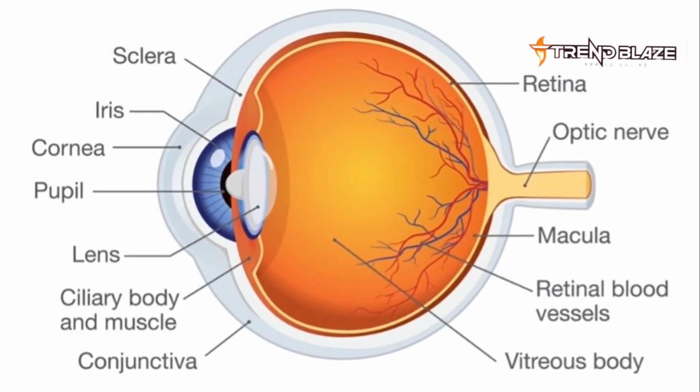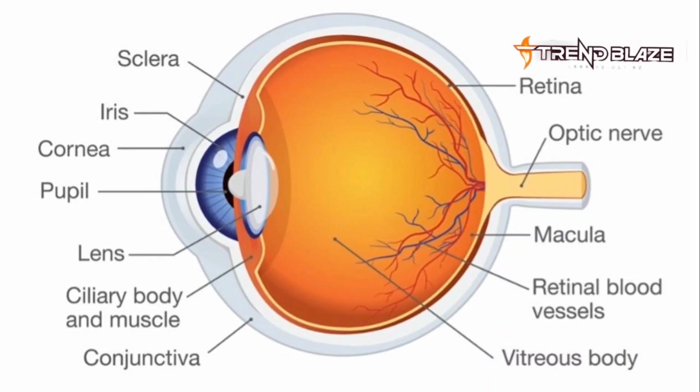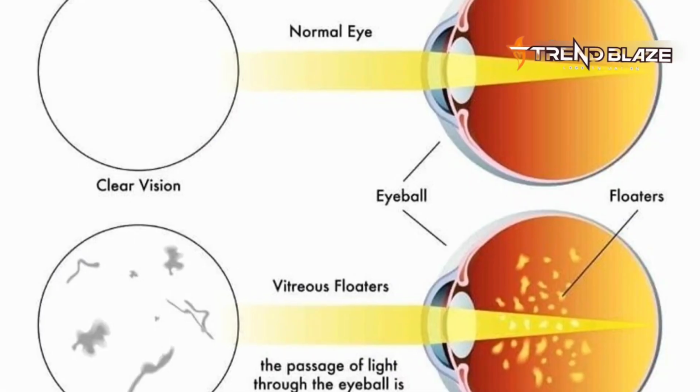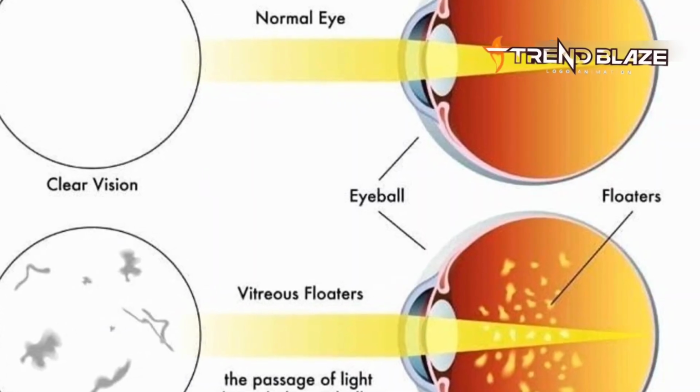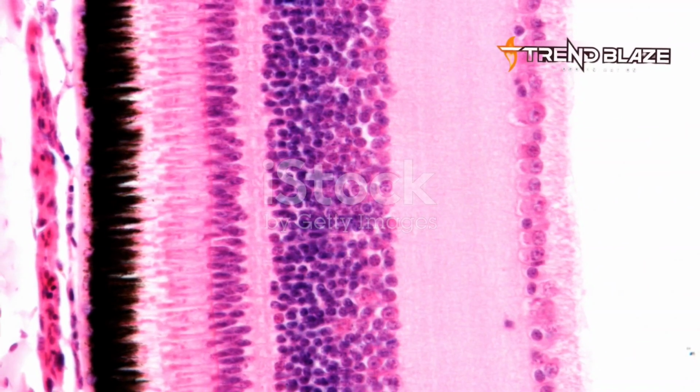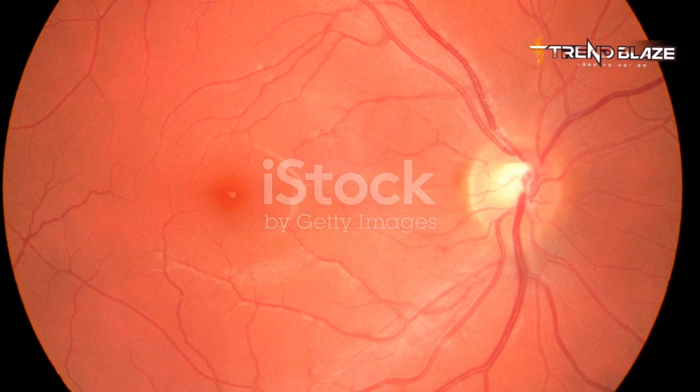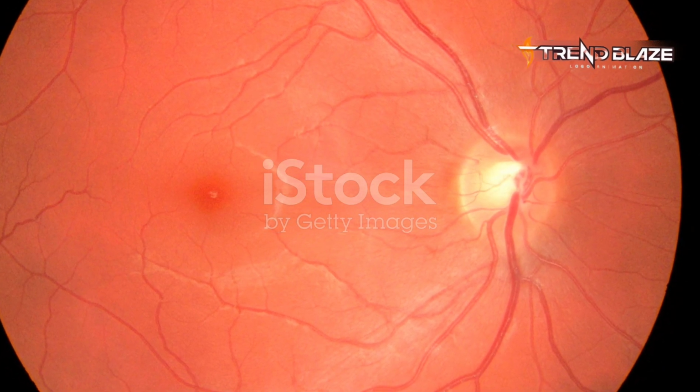The retina is a thin layer of tissue that lines the back of the eye on the inside. The retina is like the film in a camera. It senses light and sends signals to the brain, which creates the images we see. This process is crucial for our vision as it allows us to perceive the world around us in vivid detail.